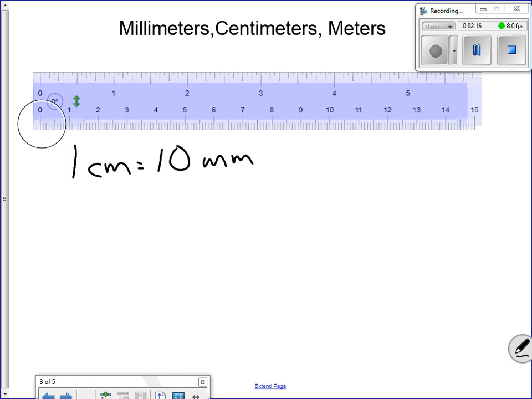Let's draw another line here. Let's say I go a little bit past to about the 1.5 mark. So that means I have 1.5 centimeters, not halves, 1.5. How many millimeters would that be? Well, we have 10 here, right? And it looks like we have 5 more, so that'd be 15 millimeters.